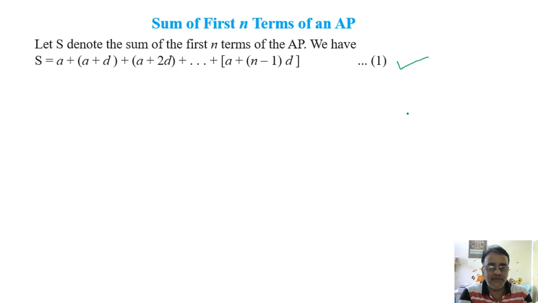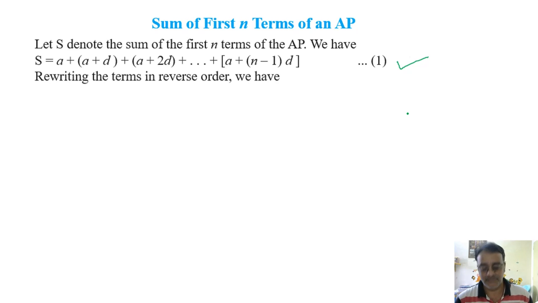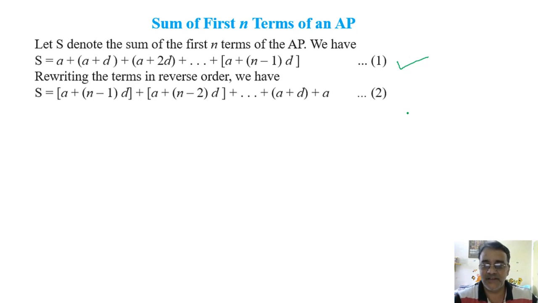Now what will happen if you reverse the order? Will the sum change or will you get the same sum? Okay, the same sum. Take 2, 3, 4, 5: 2 plus 3 plus 4 plus 5. If you reverse the order, 5 plus 4 plus 3 plus 2, does the sum change? No, sir. Okay. So we are going to rewrite the same sum S by reversing the order. So the sum will be the same.